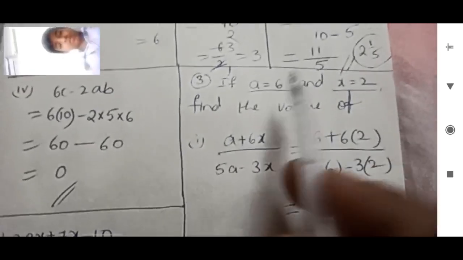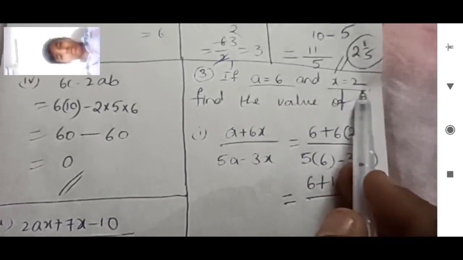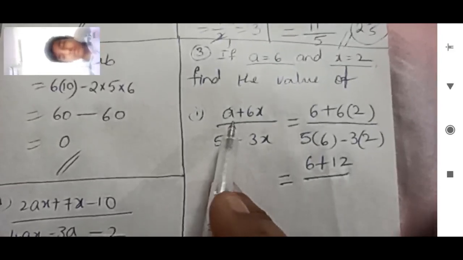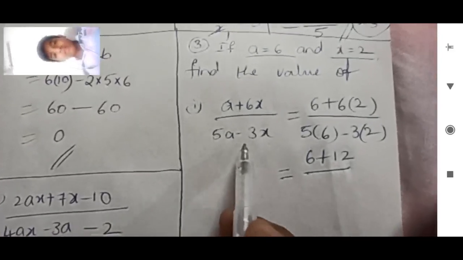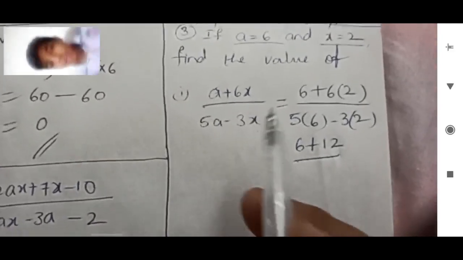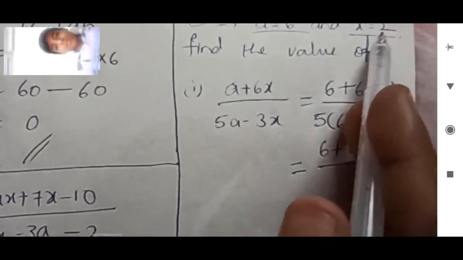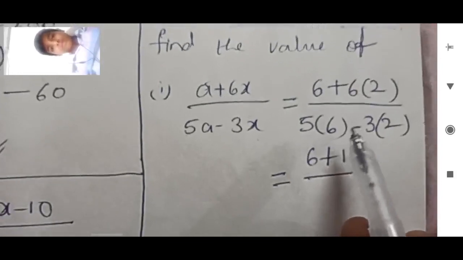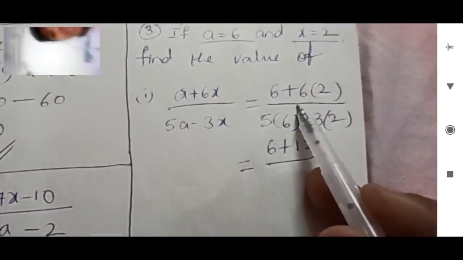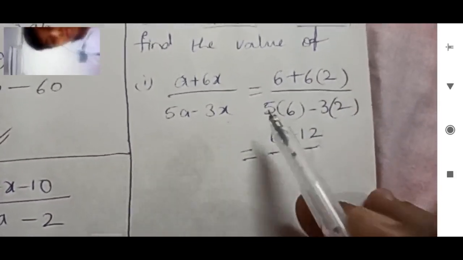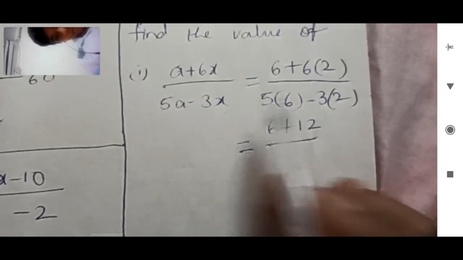6 plus 12. In the notebook, A value 6 and x value 2. So under that first problem, A plus 6x by 5a minus 3x. We have to just put in the values. A value 6 we have to put and x value 2. That only I done. See, 6 plus 6 into 2, 5 into A means 6, 3 into x means 2.